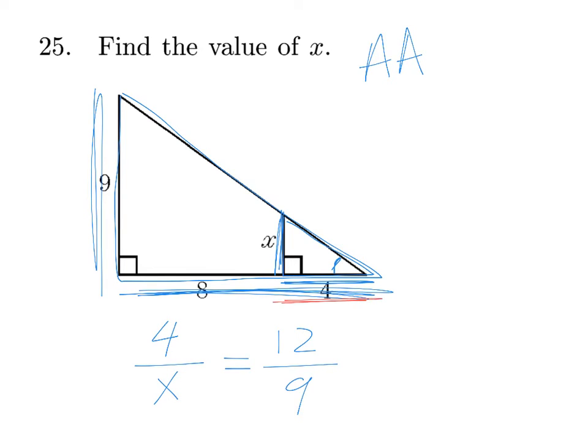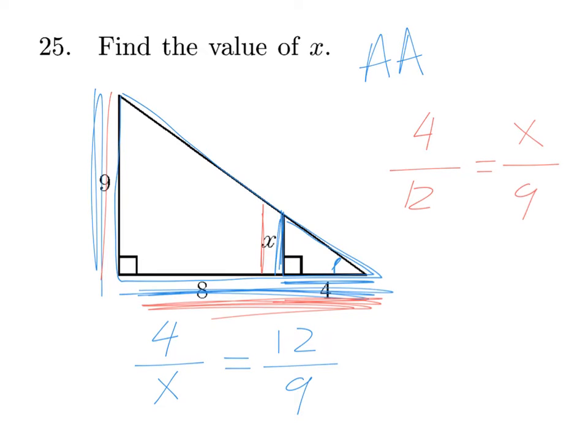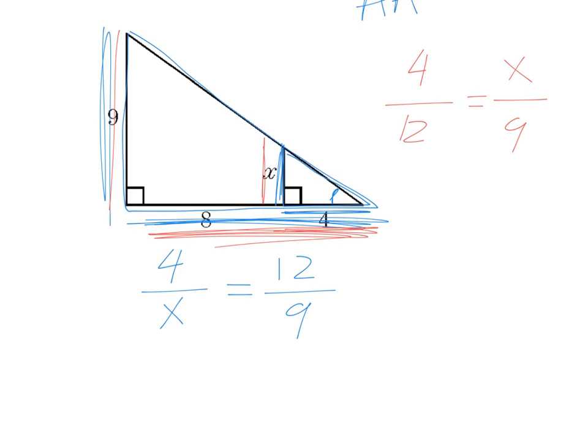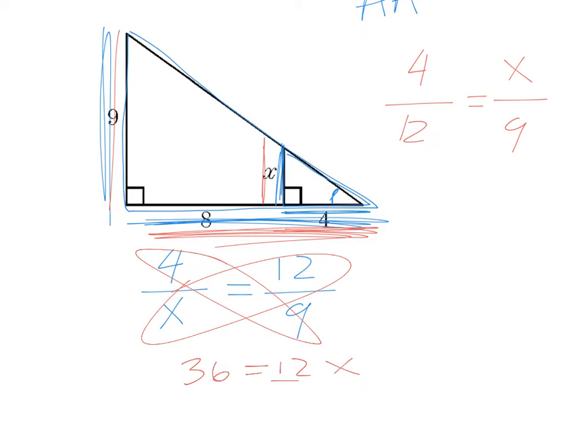I'll show you a different way of setting it up. You could do 4 over 12 is equal to x over 9. All right, it doesn't matter how you go about doing it, you're still going to get the same result as long as they're consistent. All right, so here I have 36 is equal to 12x. Divide by 12, x is equal to 3. That's all there is to it. So if you know what you're doing, you understand the idea of similar triangles and how to set up proportions, you can solve this problem in seconds. On to the next one.